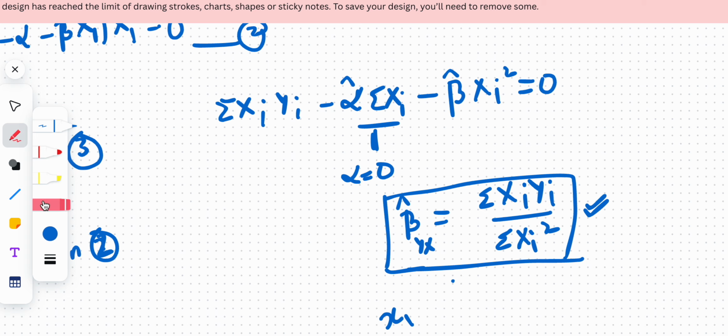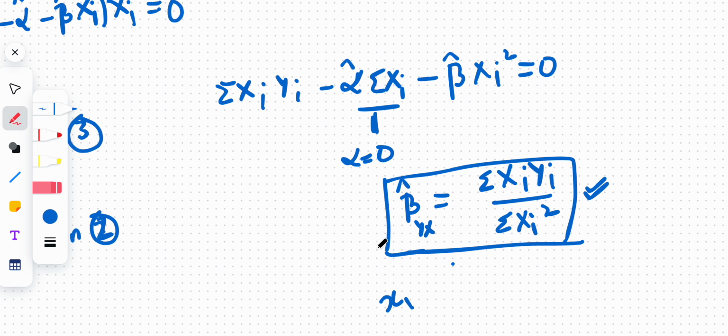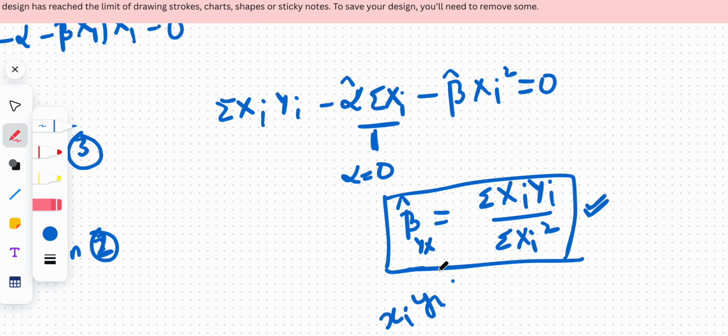Yeah, wait. Let me erase something to at least complete this. Xi, yi. Wait, again, let me erase this.